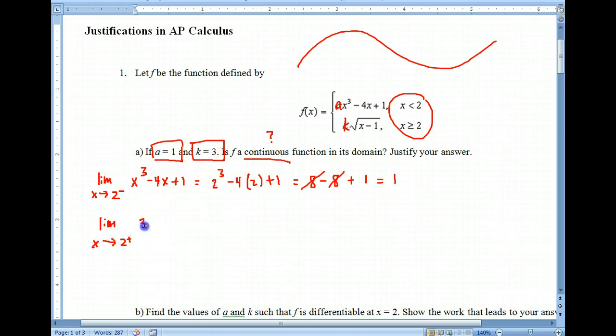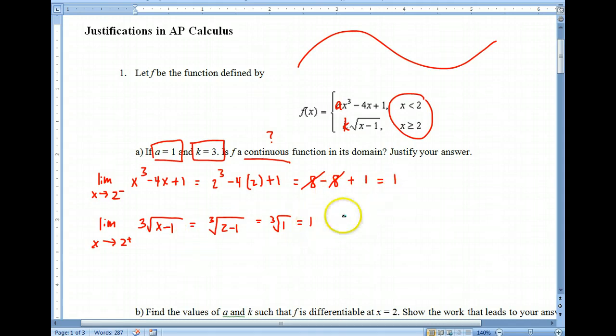k is 3, so I'm going to write 3 square root of x minus 1. From the right, plug in 2. What's the cube root of 1? Also 1. So the limits from both sides go to 1. Is that enough to say that it's continuous? Same slope? No, nothing about differentiable right yet.